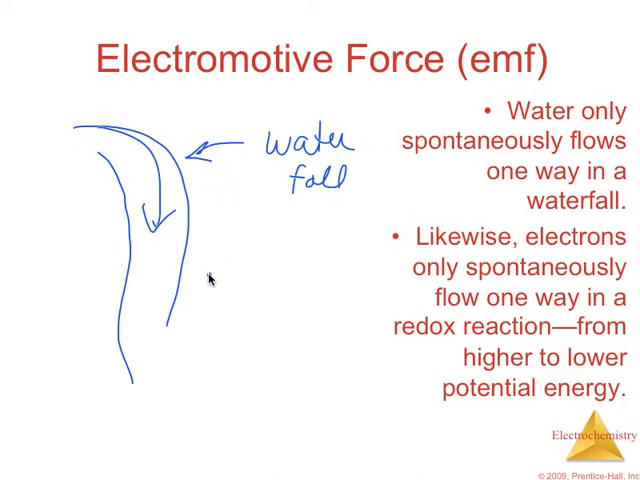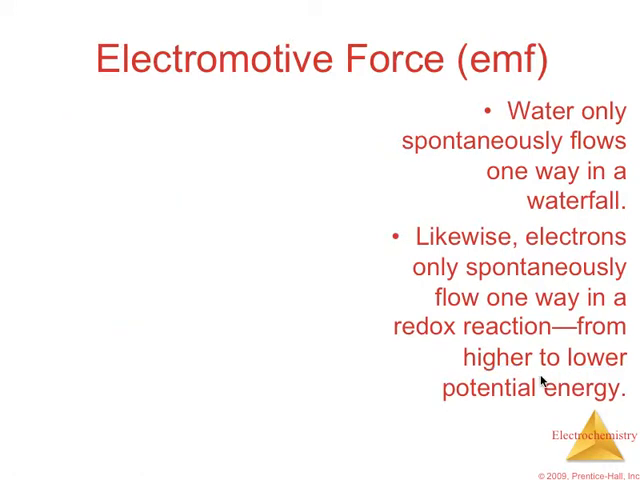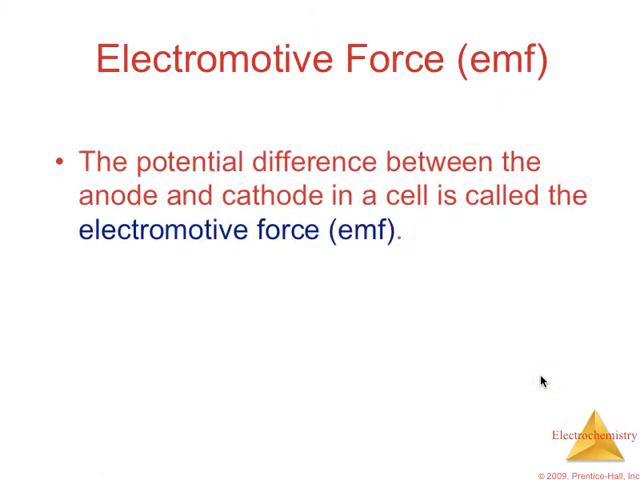Okay, likewise, electrons only spontaneously flow one way in a redox reaction, and that is from a higher to a lower potential energy. Just like water falls down, electrons are going to flow from a higher potential energy to a lower potential energy. And that potential difference between the anode and cathode of a cell is called the electromotive force, the EMF.